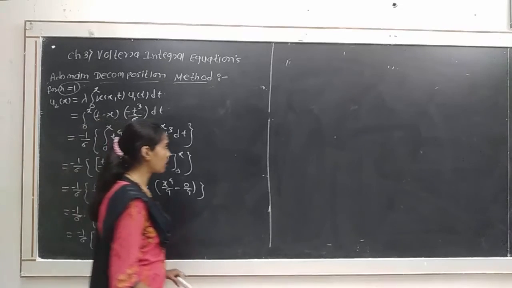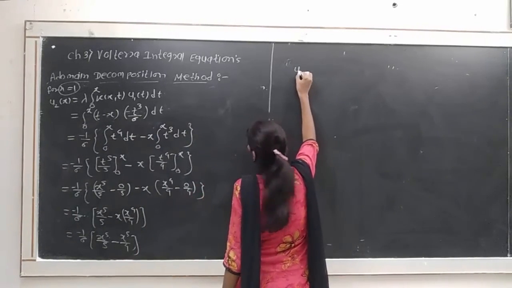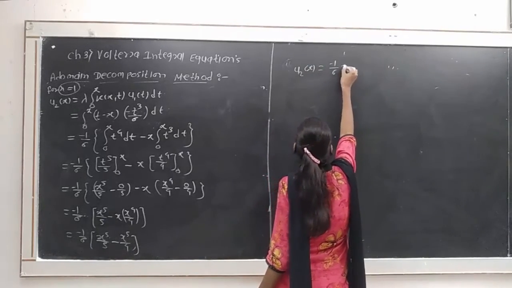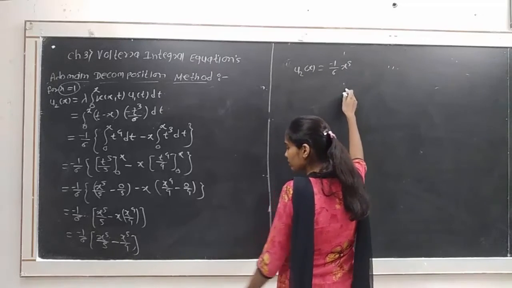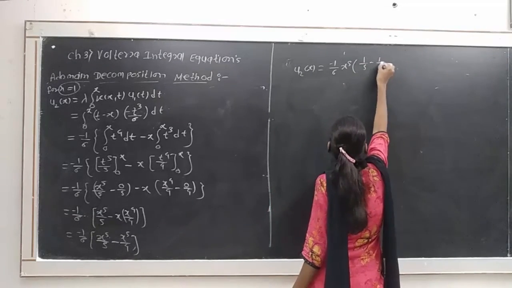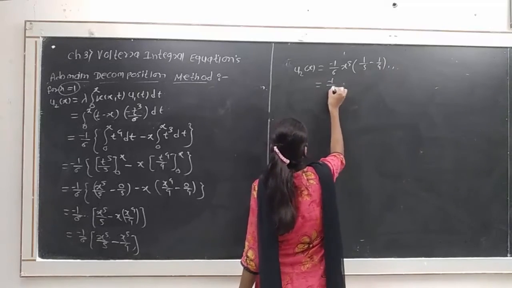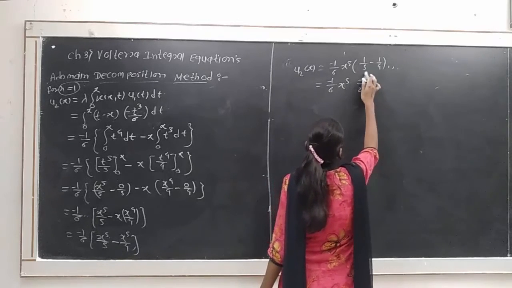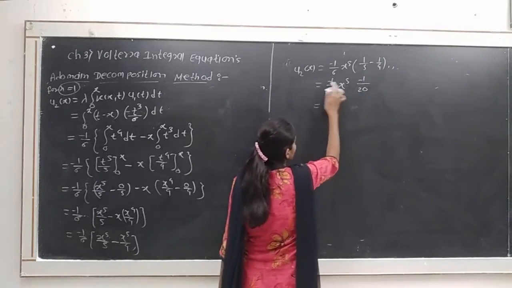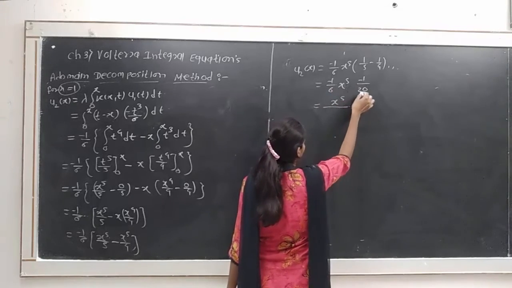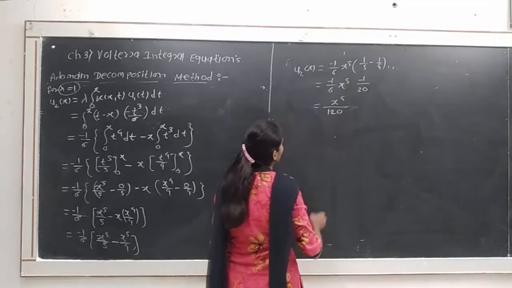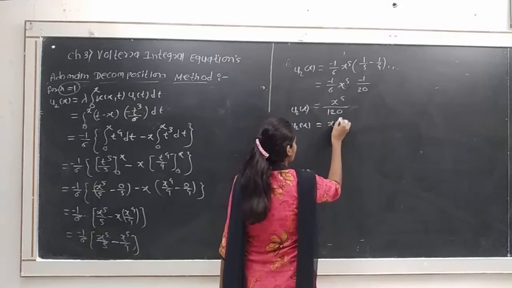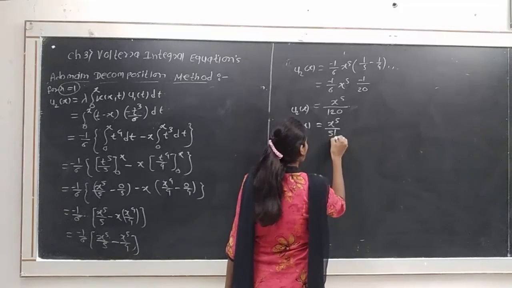Okay, so by simplifying this, we get the value of u2 of x is equal to minus 1 divided by 6 into x raised to 5 times the bracket 1 by 5 minus 1 by 4, that is minus 1 by 6 x raised to 5 times 4 minus 5 over 20, that is minus 1 by 20. So minus minus becomes plus, that is x raised to 5 divided by 120. This is the value of u2 of x, or we can write u2 of x as x raised to 5 divided by 5 factorial.